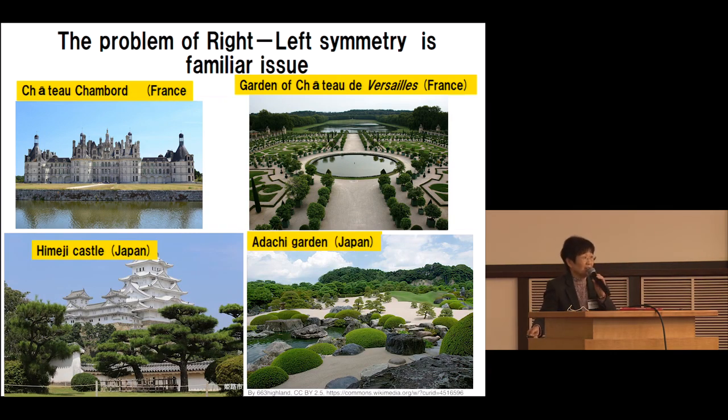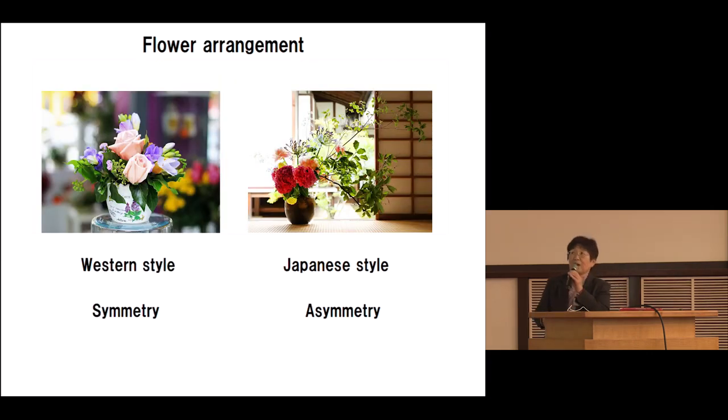But the Japanese castle and Japanese garden do not have right-left symmetry. And here is a flower arrangement. Here is a Western style. Western style likes symmetry, and Japanese style likes asymmetry. So this difference of culture between Western style and Japanese style is very interesting.